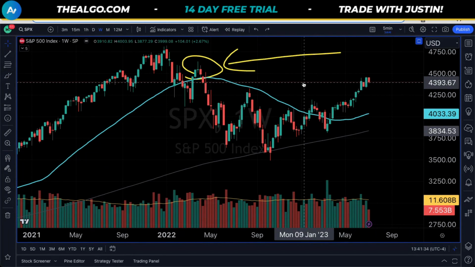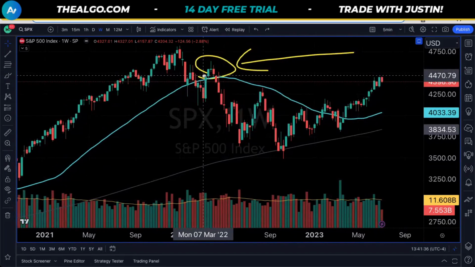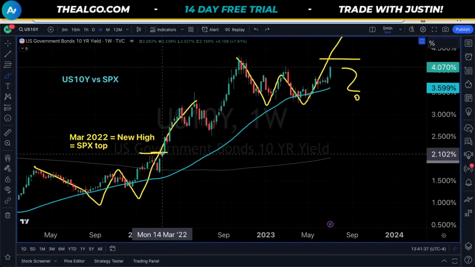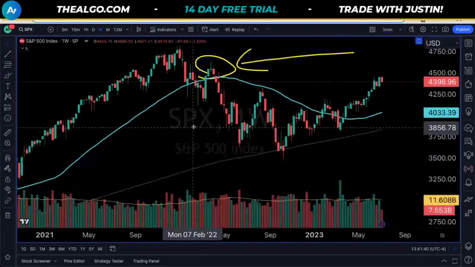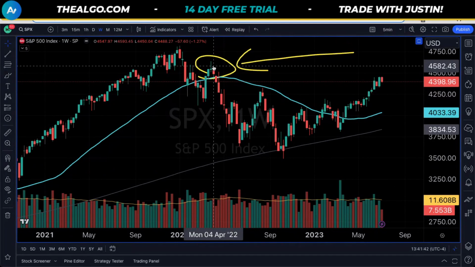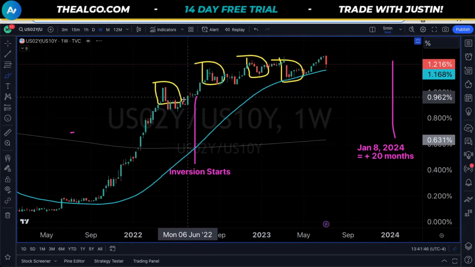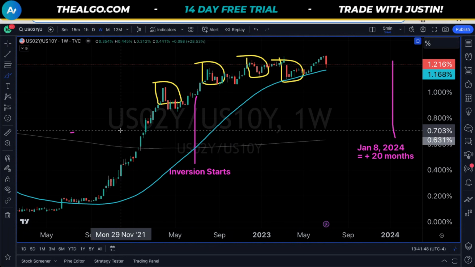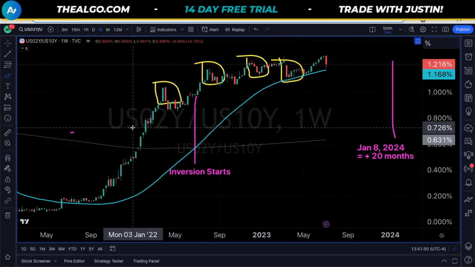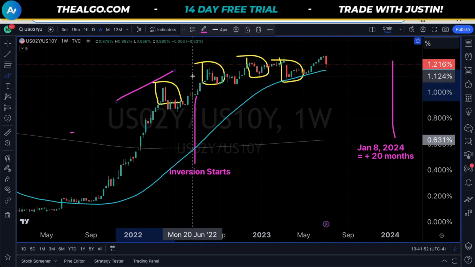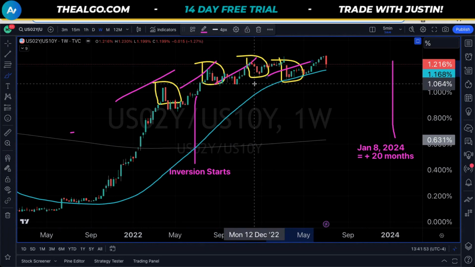And if we look here to the S&P to March, which is that same pattern we're looking at right here, when we went to those new highs, that is when the market tanked. And the second reason why this is very important is because when we look here to the 2-year versus 10-year inversion, or this is called the yield curve inversion, we had it happen 1, 2, 3, 4 times.